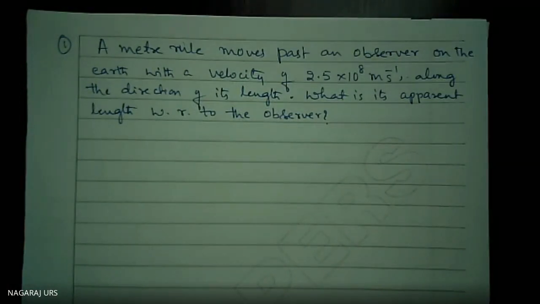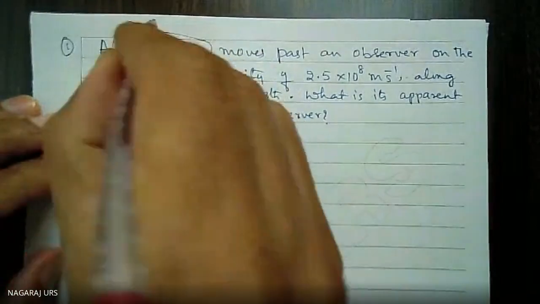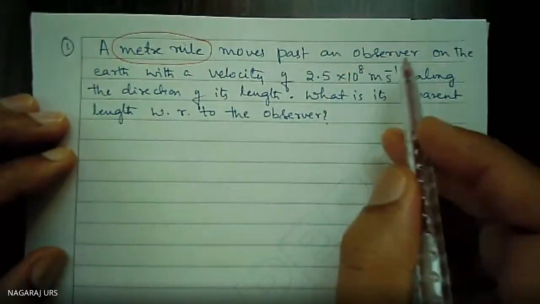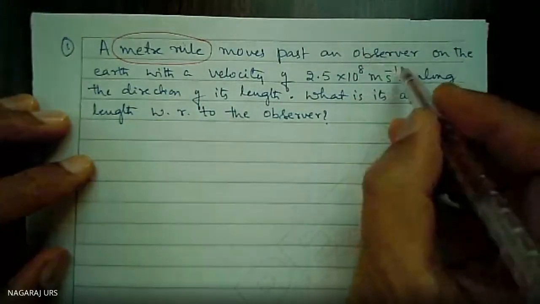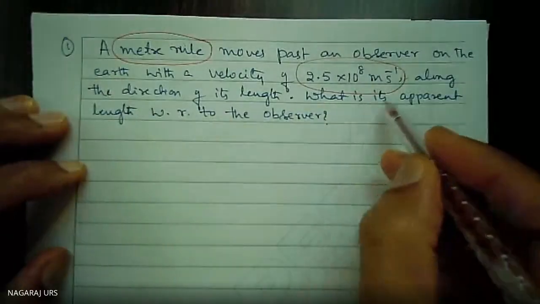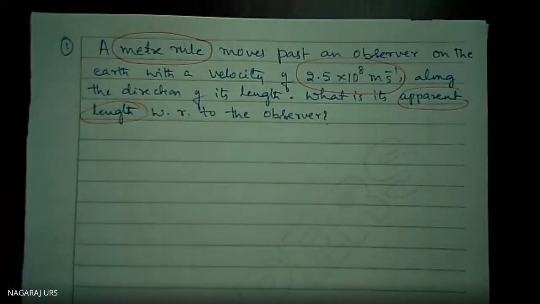This is the question. Right? Length contraction problem. This belongs to the length contraction. There is a rod. He has given that a meter rule, which is moving with respect to an observer on the earth with a velocity this much along the direction of its length, what is its apparent length? Very simple question.